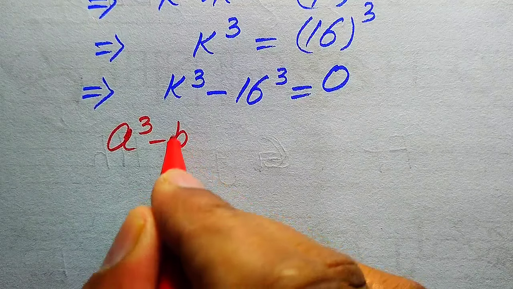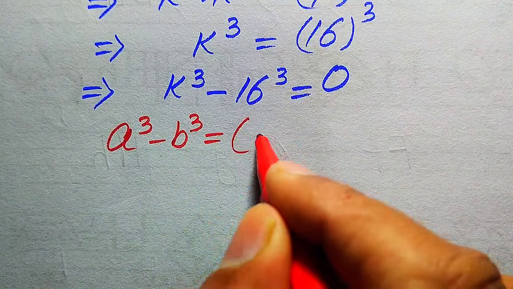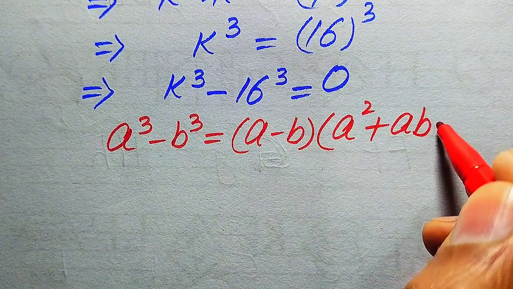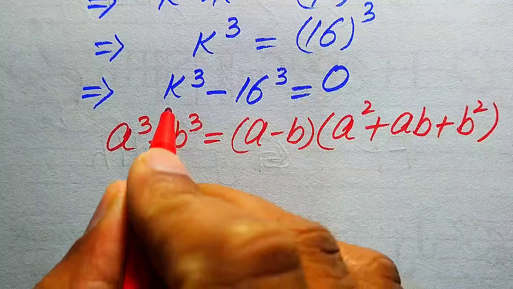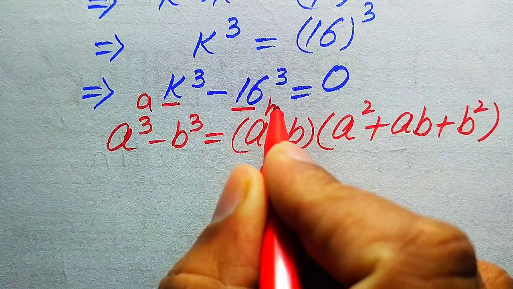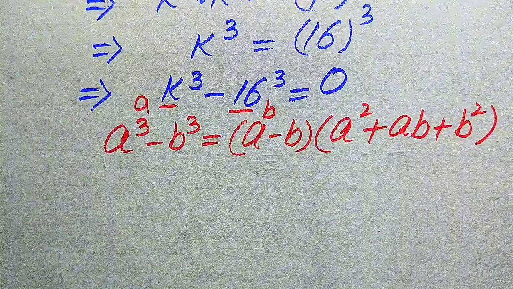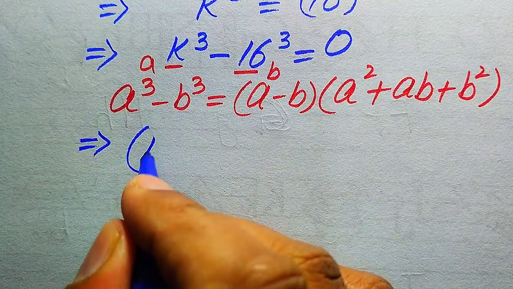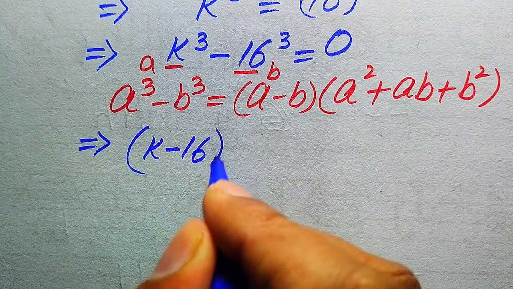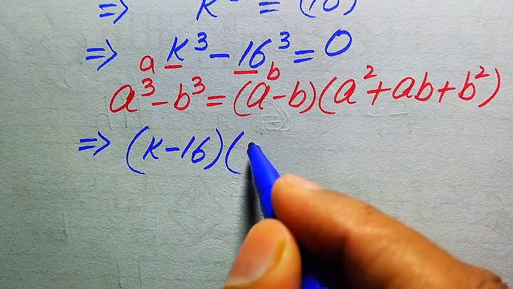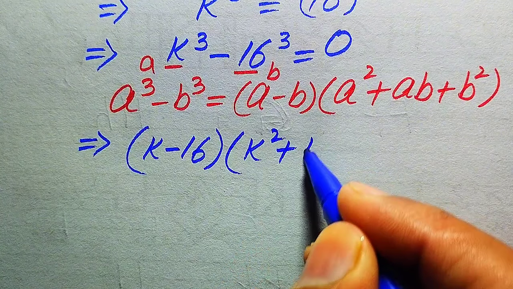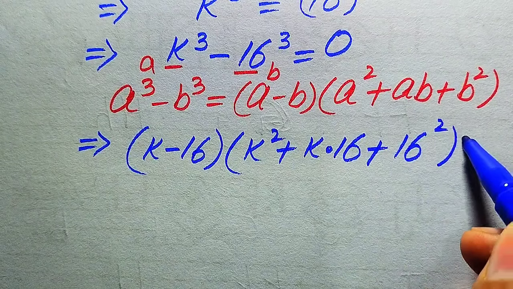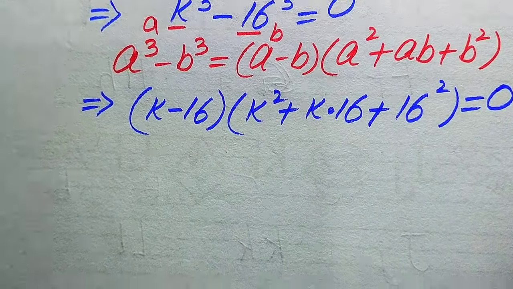You know about that. If we have a cubed minus b cubed, it is equal to a minus b times a squared plus ab plus b squared. And you see here the base of this term is our a and the base of this term is our b. So after applying this formula, we write our above equation as: first you have a minus b, the value of a is k minus the value of b is 16, into this is a squared, the value of a is k squared, plus this is k times 16 plus b squared, and b is 16 squared, and this whole equation is equal to 0.